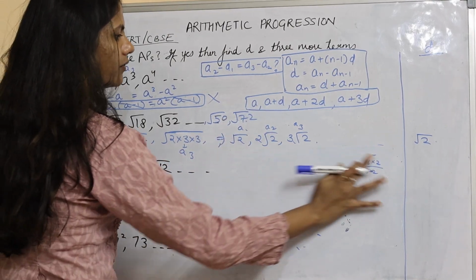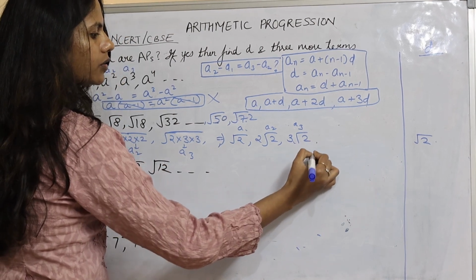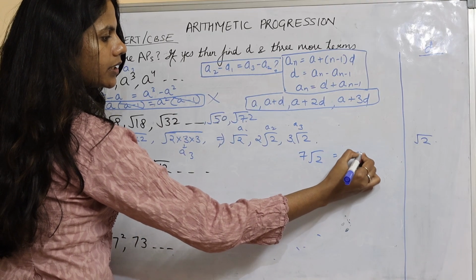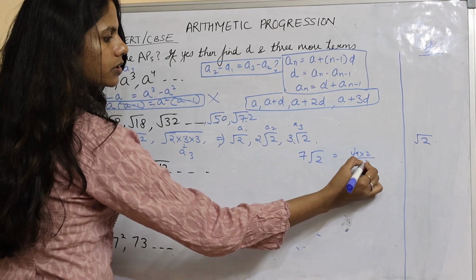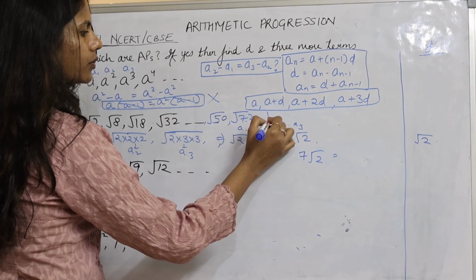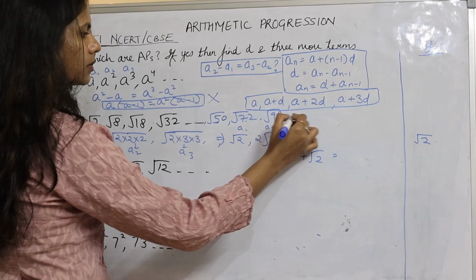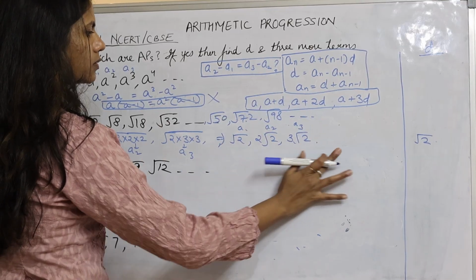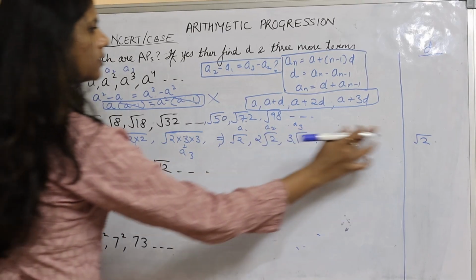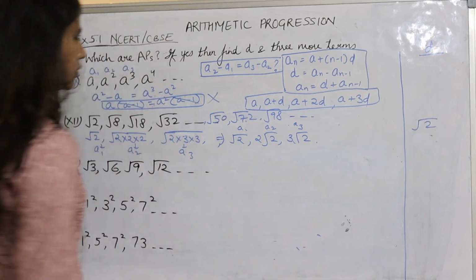Okay. Same way the seventh term will be 7 under root 2. So 7 will go inside. 7 7 is 49 into 2, 2 9 18. So it will be under root 98. Okay, and so on. Now this under root 2 series I have written so much down, I'll just put it here.